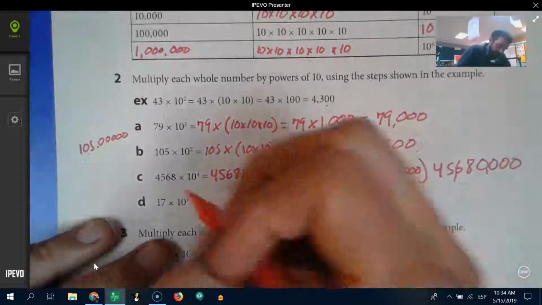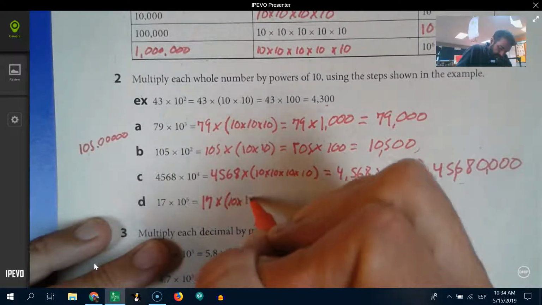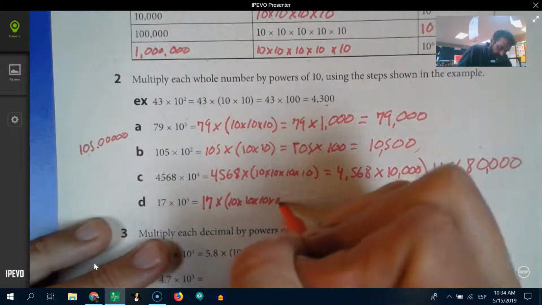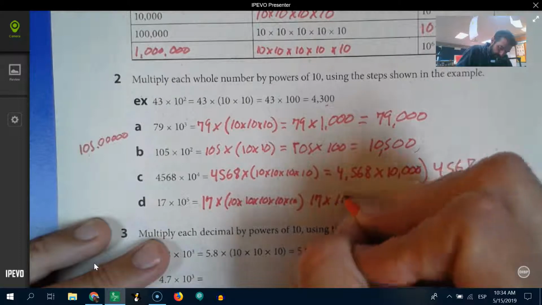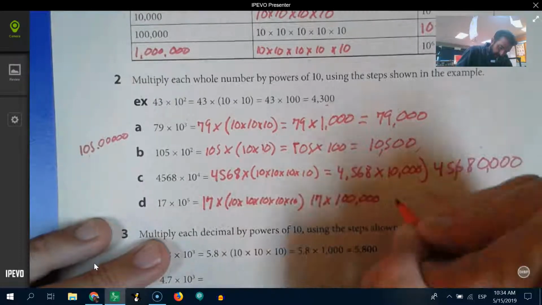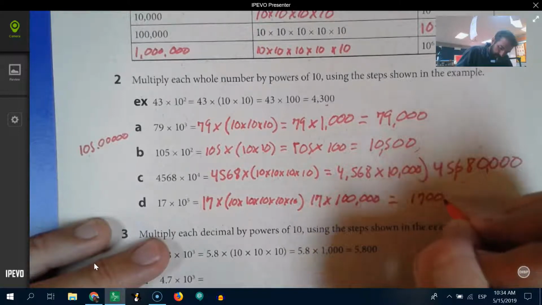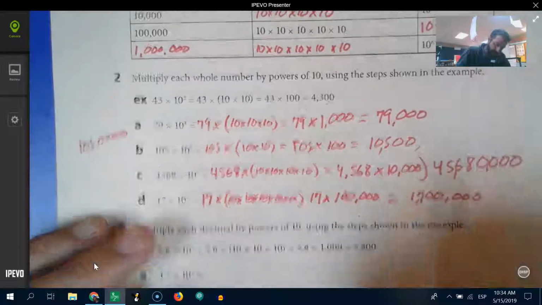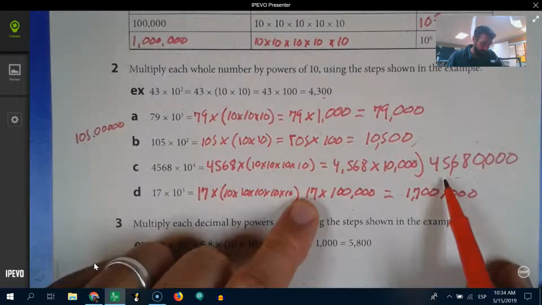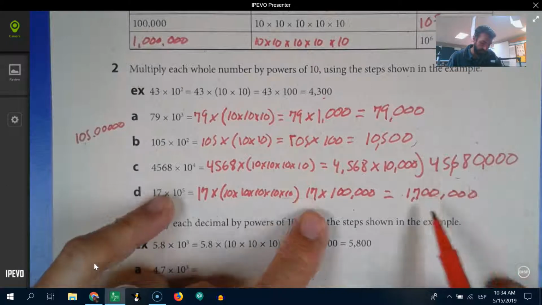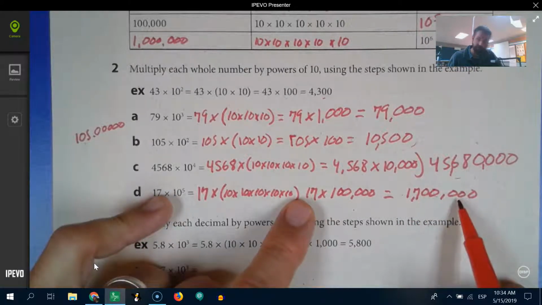All right, and then we got 17 times 10 to the 5th. 10 times 10 times 10 times 10 times 10, which is 17 times 100,000. 17 groups of 100,000 will give me 1.7 million, right? So my digits should shift 5 spots. So what is that? 1, 2, 3, 4, 5. Yeah, that was in the tens. So that shifted 5 spots.